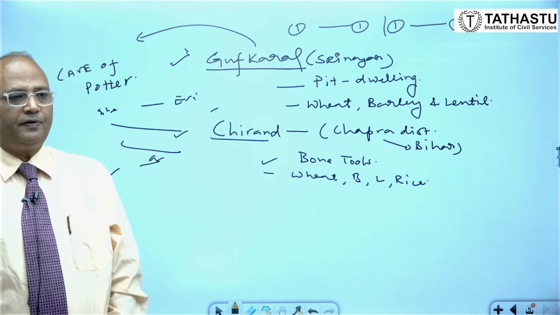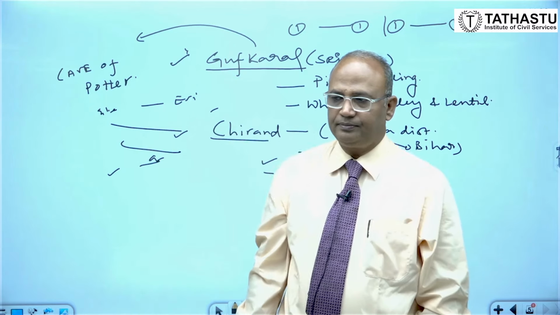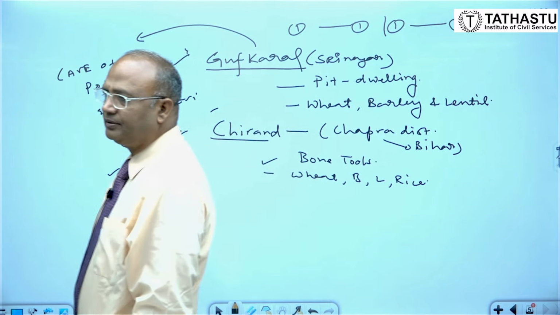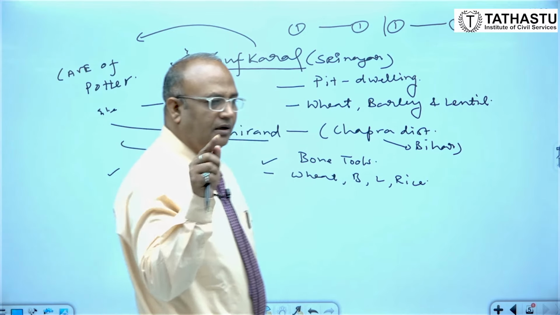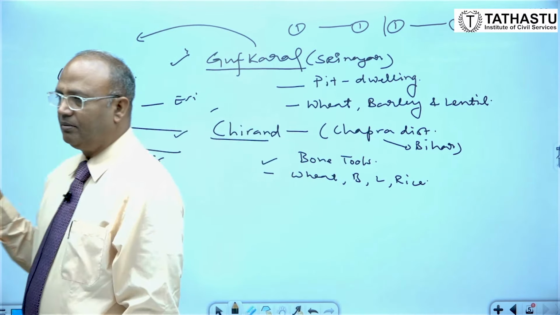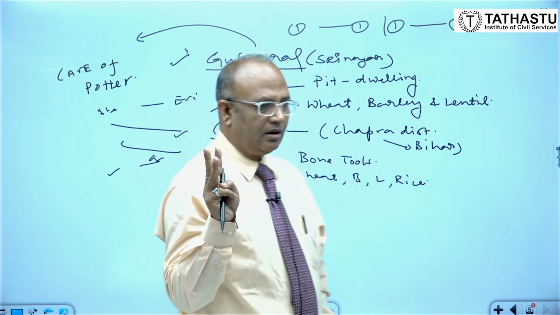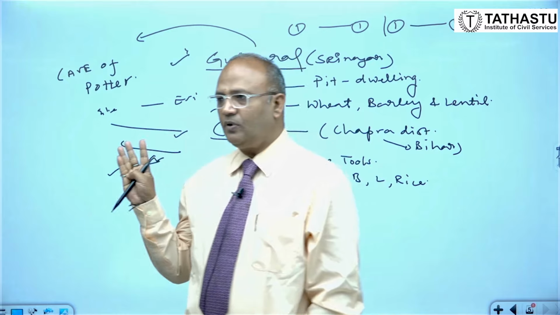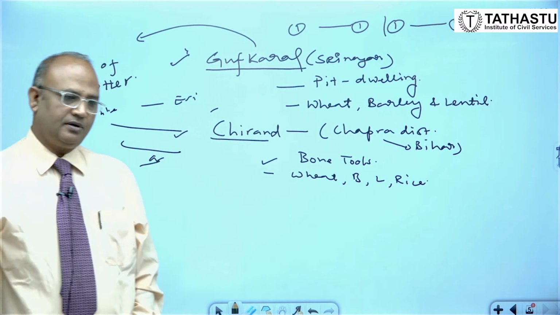So what is the first site in Paleolithic? Paleolithic, Bhimbetka. Mesolithic sites, Bagor and Sarai Nahar Rai. Neolithic sites, number 1, Mehrgarh. Number 2, Koldihwa. Number 3, Chopani Mando. Number 4, Burzahom. Number 5, number 6, Chirand.